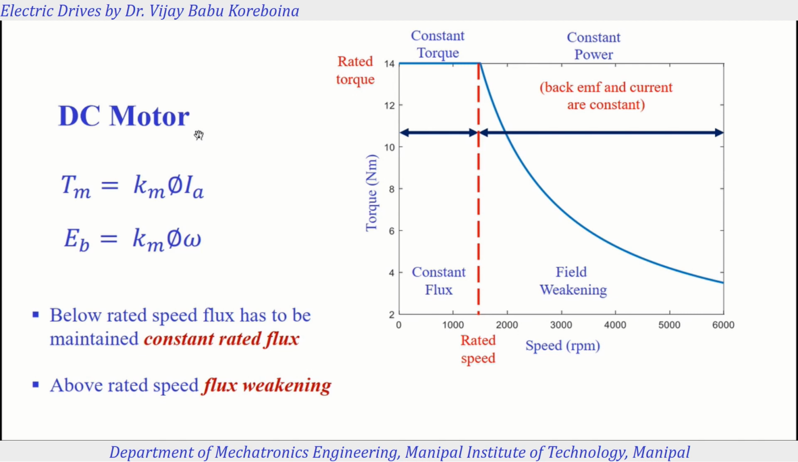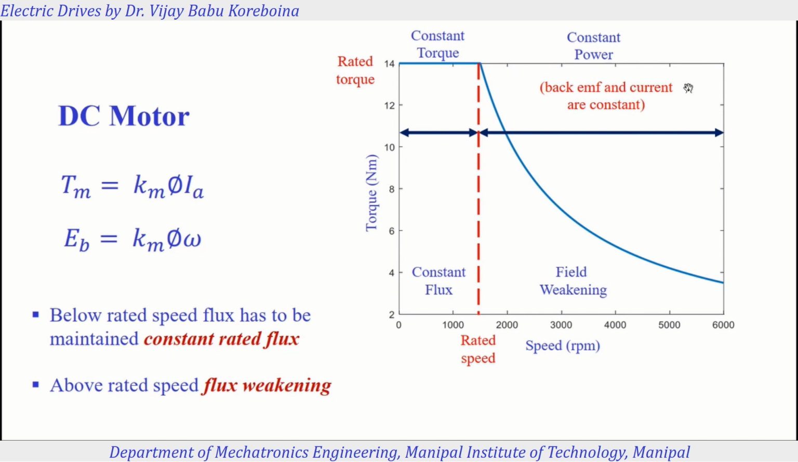We all know very well that in the constant torque region, the flux has to be retained at the maximum rated value. So if this is a constant rated flux, torque is directly proportional to the rated current. So if we want to have rated motor torque, we can load with rated current.